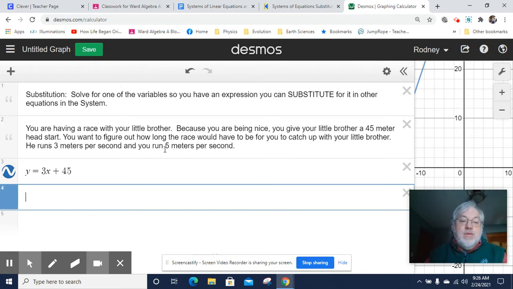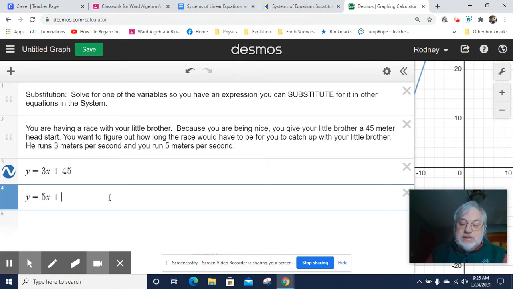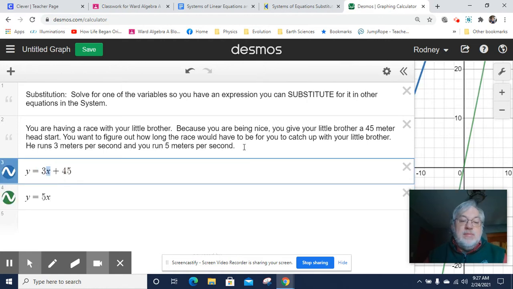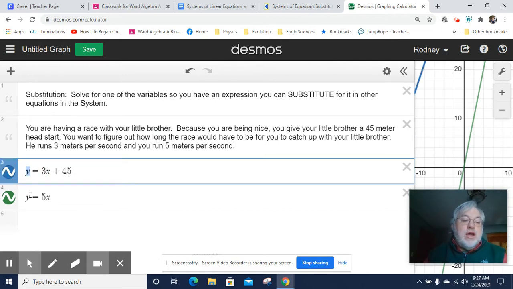Now you run 5 meters per second, but you are not getting a 45-meter head start. So your equation would simply be y equals 5x. The y-intercept would be 0, and we don't really care about that, so we're just going to leave it like that. And so what we want to know is when are you in the same place? You're trying to figure out how long it will take before you catch up with your little brother. x will be time, okay? Catching up will be y, or should I say how far you've gone will be y.